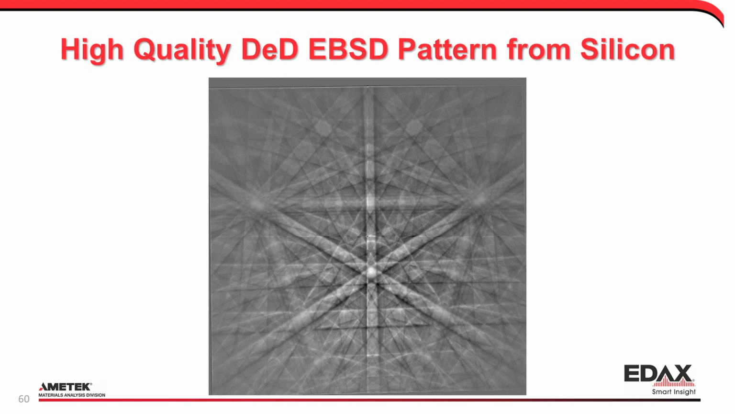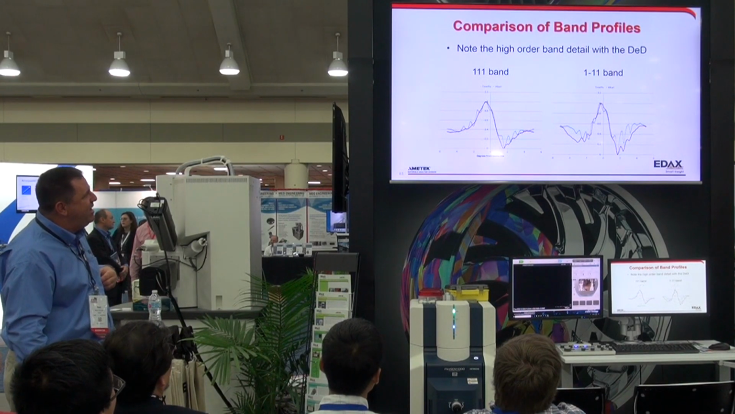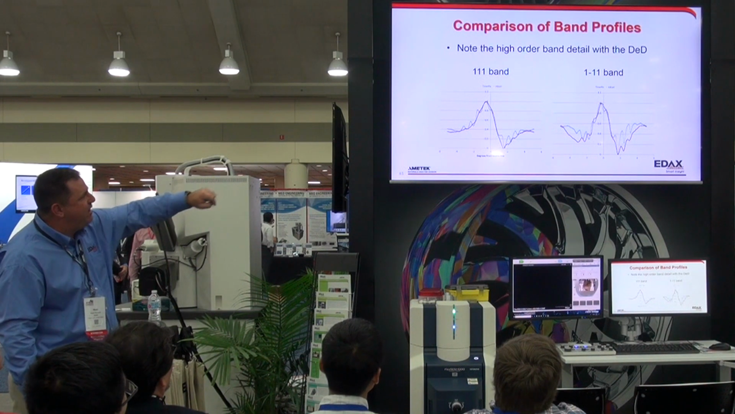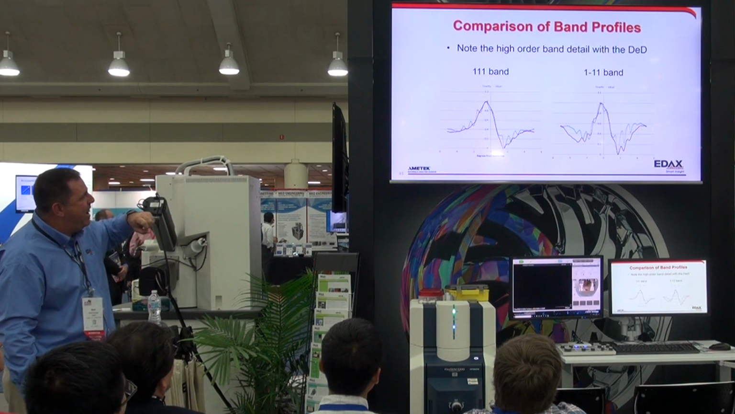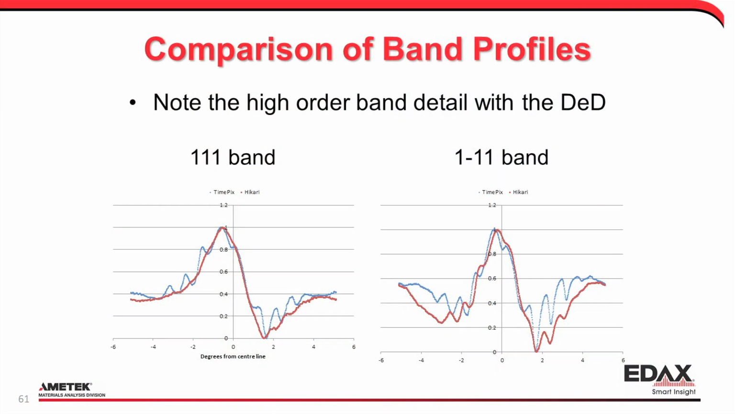So this is just a high quality direct electron detector pattern from silicon. So you see it's a nice, very pretty pattern. And if we look along some of these bands, you see how there are stacks of lines, those are higher order diffraction lines. So if we look at the detail in those bands, compared to CCD based imaging, the detail and contrast in those lines is significantly higher than with traditional detection methods. So for us, that was encouraging to say this could bring some new opportunity.